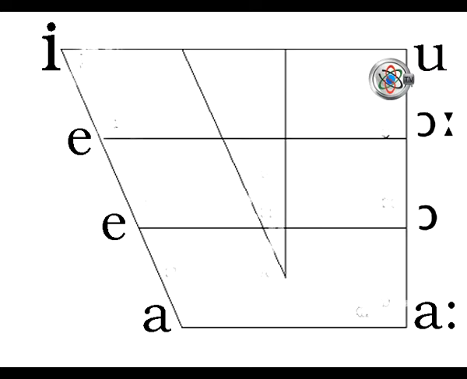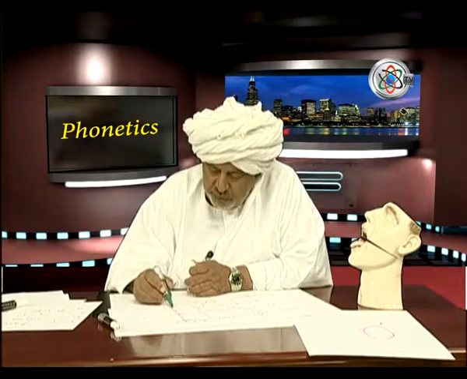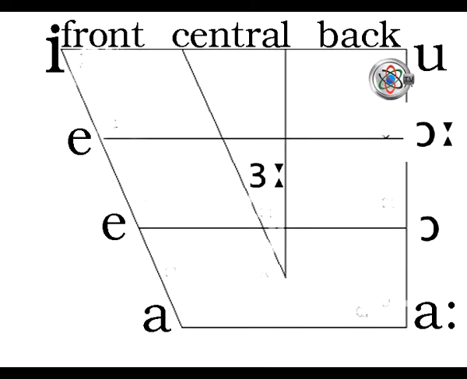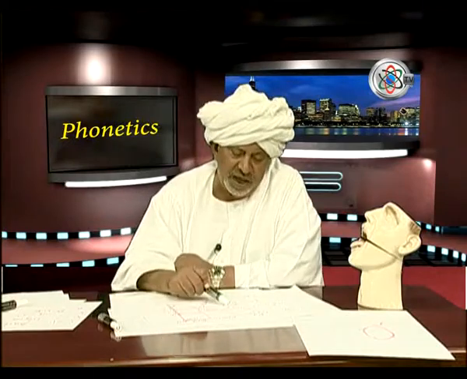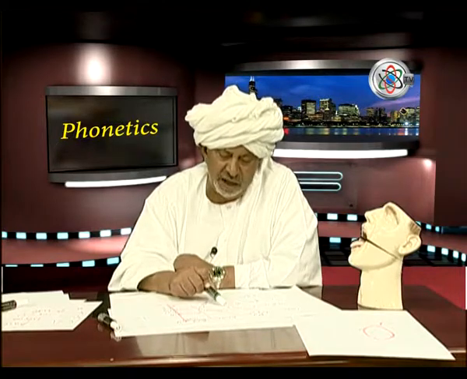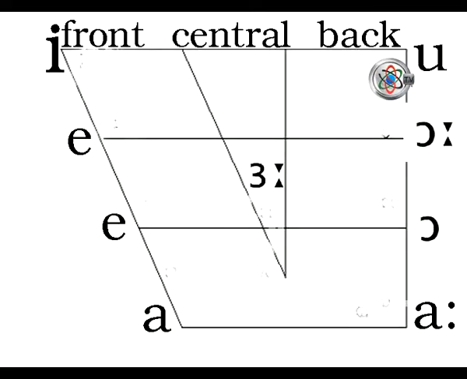close, long, rounded. The rounded vowels in English are four. This is one, this is one, this is one, and this is one. I've got four rounded vowels in English. Three rounded vowels, cardinal vowels. Now, how do you describe this, like bed? A is front, between half closed and half open. It is short, it is unrounded. All vowels here are unrounded. The rounded vowels are all back vowels.